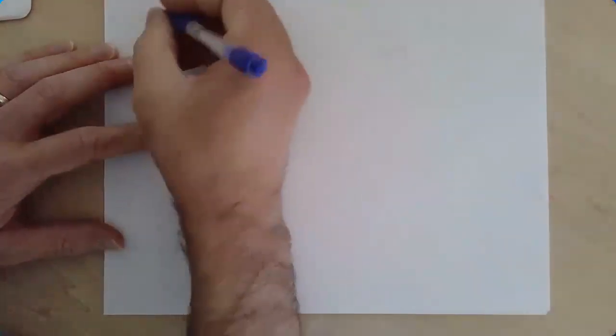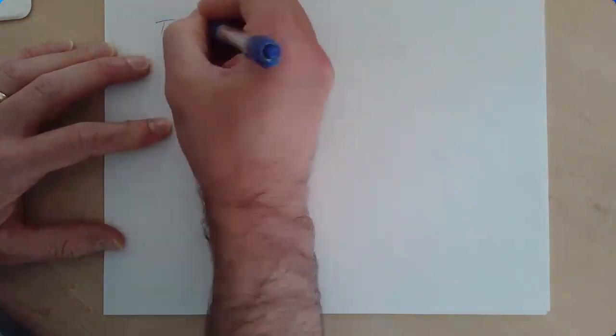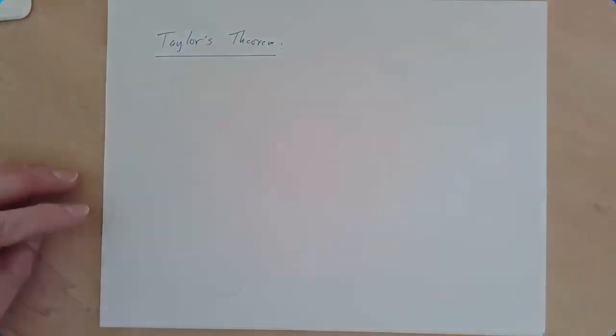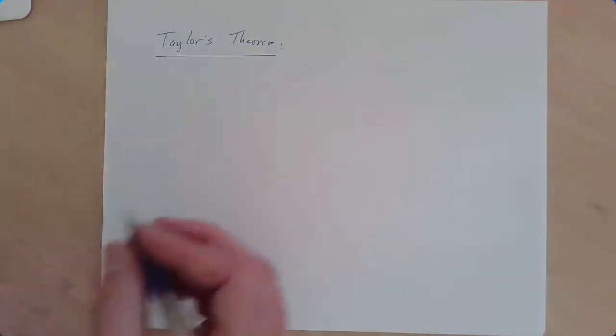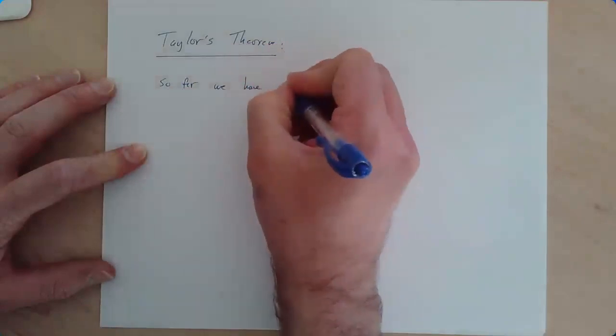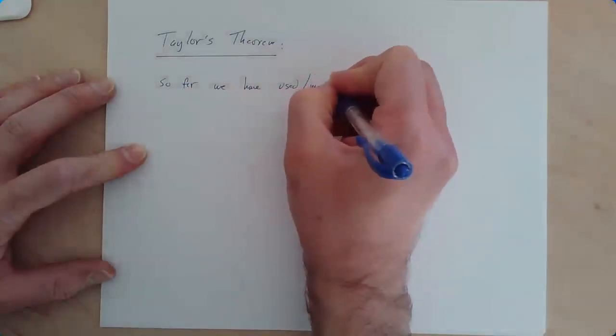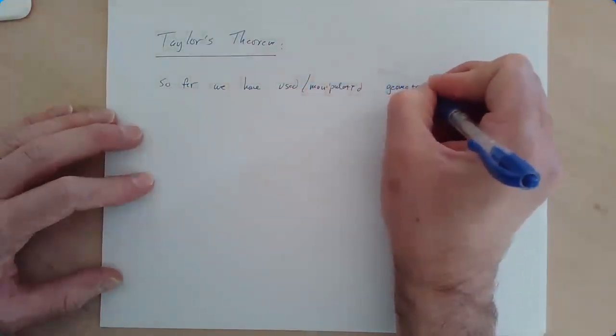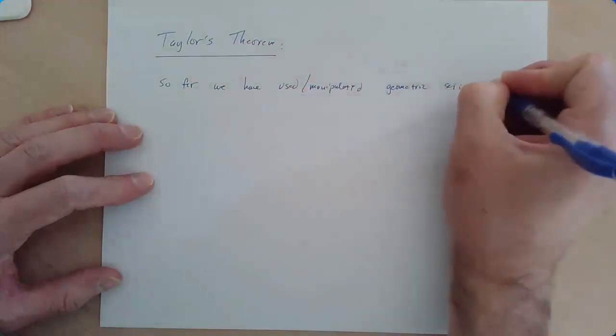All right, let's look at Taylor's theorem. So far, what I would say is that to find a power series for a function, mostly we've just tried to make it look like 1/1 minus something, to make it look like a geometric series. So far we have used and manipulated geometric series to express functions.